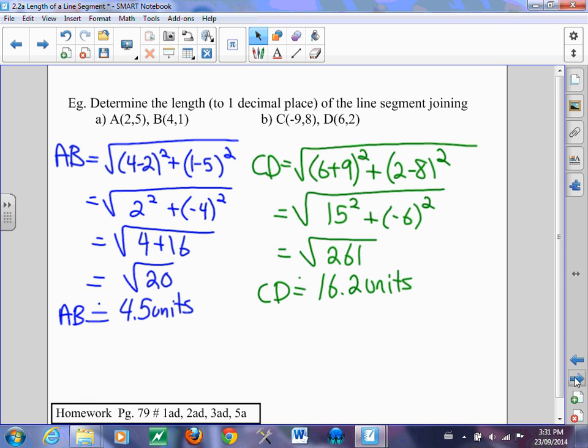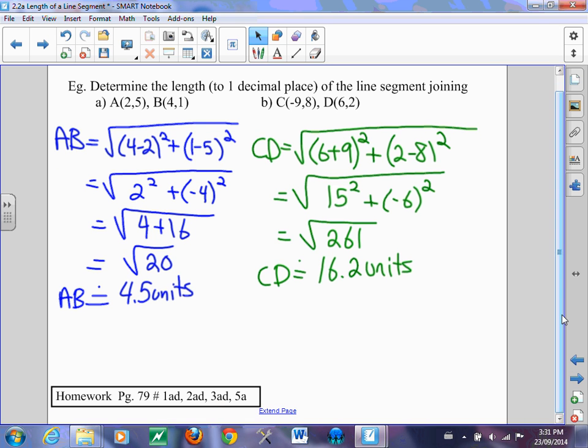All right, ladies and gentlemen, there is the length formula. And again, it's a shortcut way of not having to draw the diagram and count the vertical distance and the horizontal distance. It's all encompassed there using the Pythagorean theorem from given two ordered pairs.